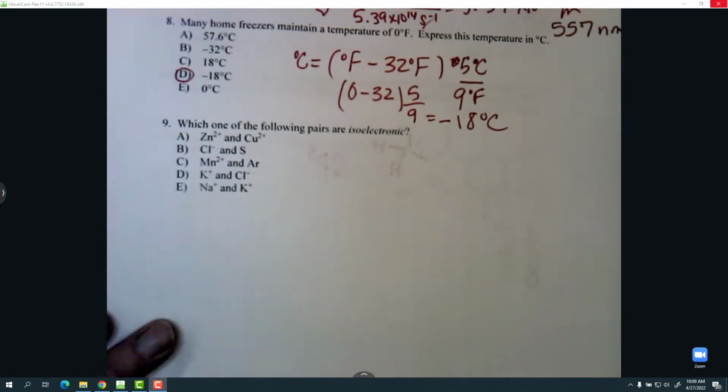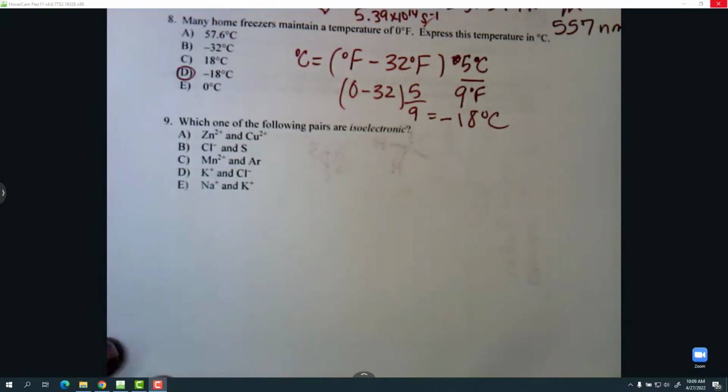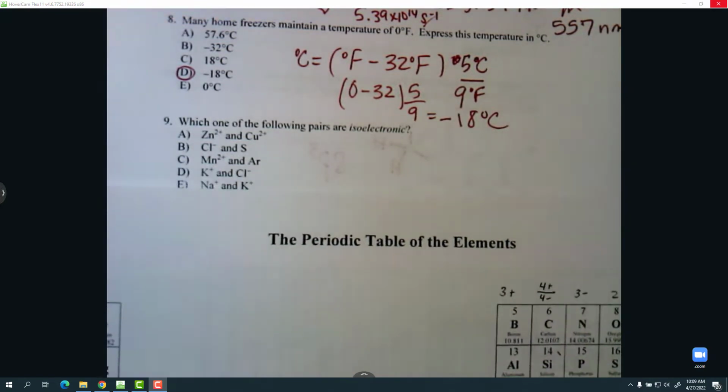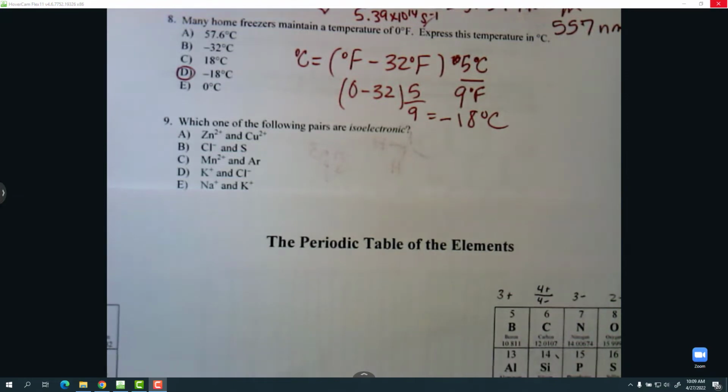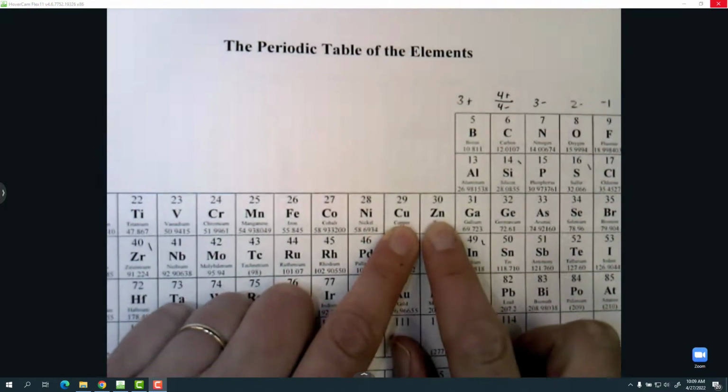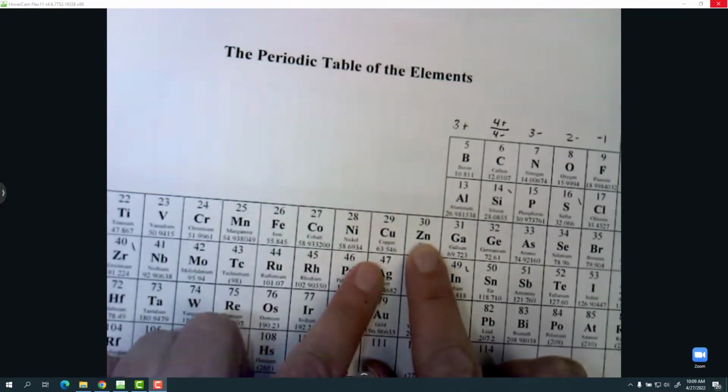All right, which of the following pairs are isoelectronic? Remember, isoelectronic means they have the same electron configuration. So I need my periodic table for this. And so I have, let's see, zinc and copper. Sorry, I can't see those. All right, I'm going to cover up the question. Hopefully you have that in front of you. I'll show the periodic table on the screen.